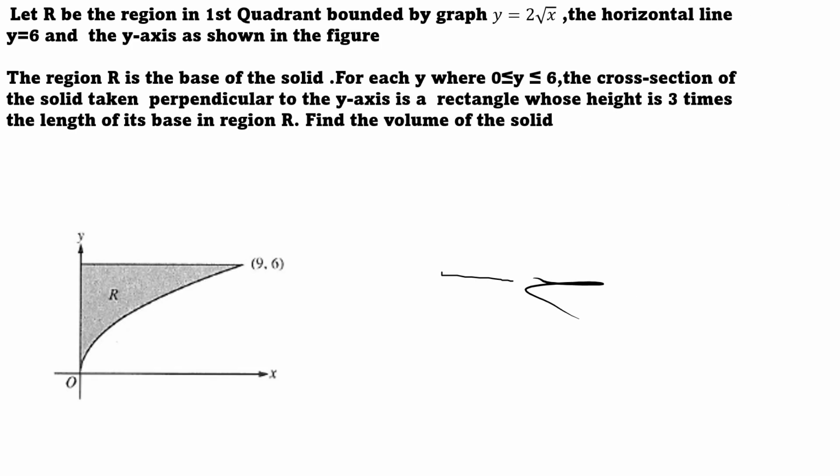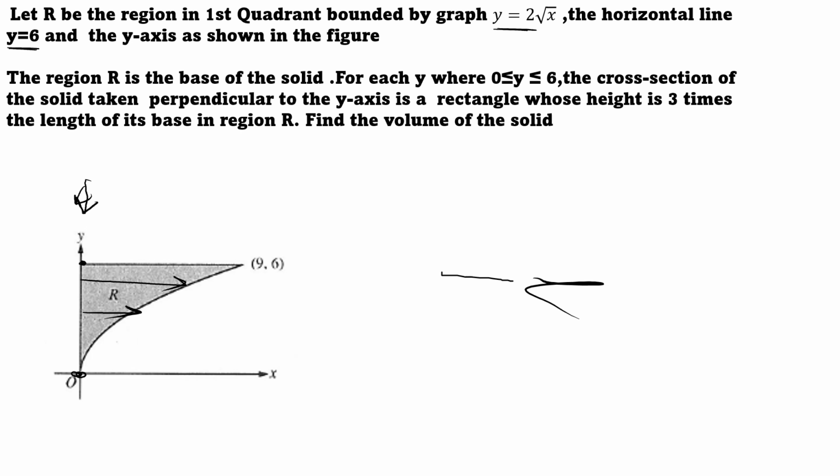In this question, they are saying that the graph y equals 2 square root x, y equals 6, and the y-axis are shown in the figure. Now here is the graph. They are saying that y should be greater than or equal to 0 and less than or equal to 6. The cross section of the solid should be perpendicular to the y-axis. So if this is y, perpendicular to the y-axis means like this. It could be like that. And whose height is 3 times the length of its base. And find the volume of the solid.